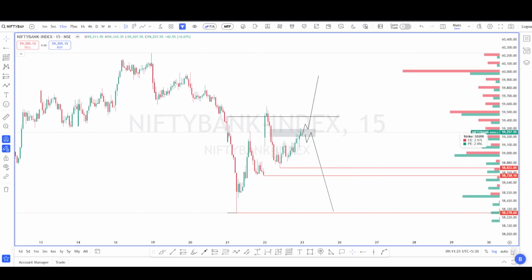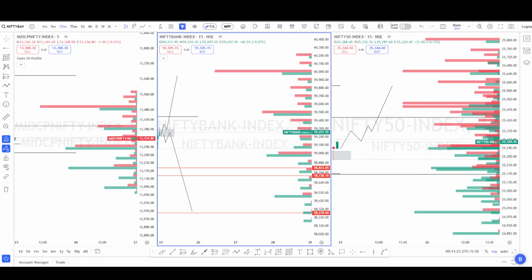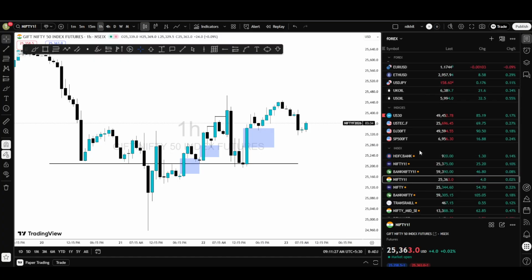So that's for the Indian markets. Let's look at gold and silver.